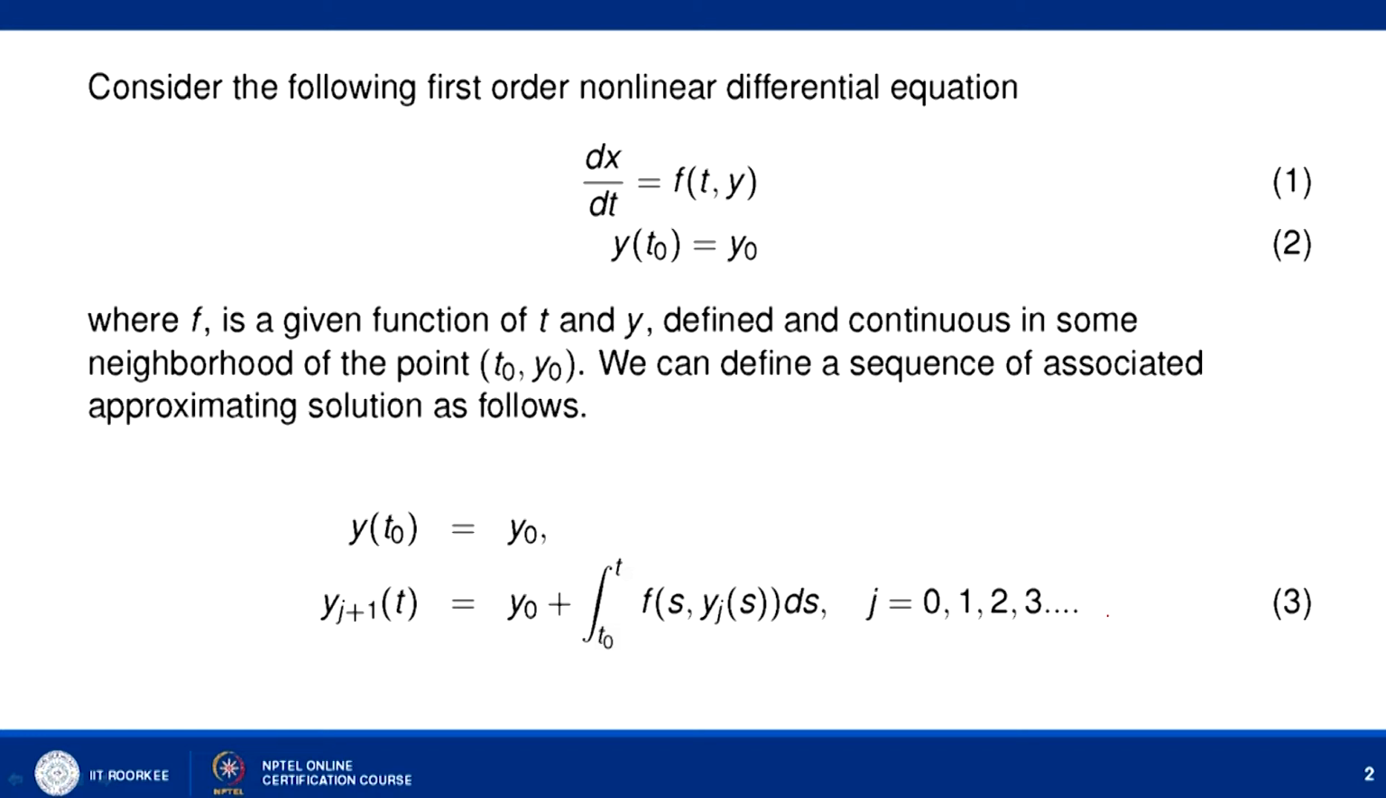What we have done in the previous class is that once we defined this sequence of associated approximate solutions, then under the condition that f(t, y) satisfies the Lipschitz condition in a rectangle R, we have shown that this sequence will converge to a solution, and that solution is continuous and satisfies the system 1 and 2.